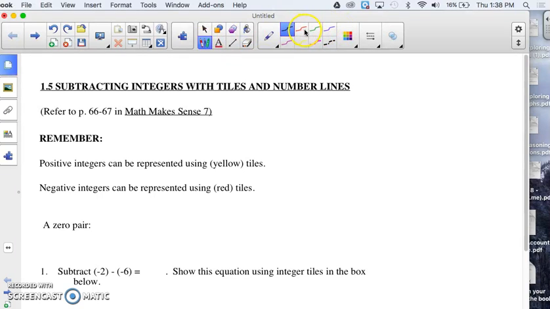Recording now. This is lesson 1.5, subtracting integers with tiles and number lines.